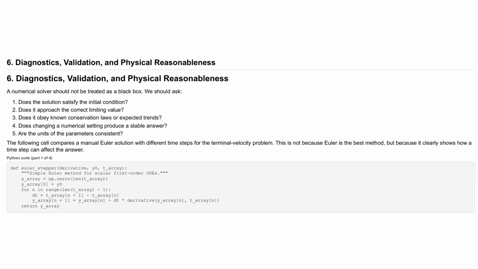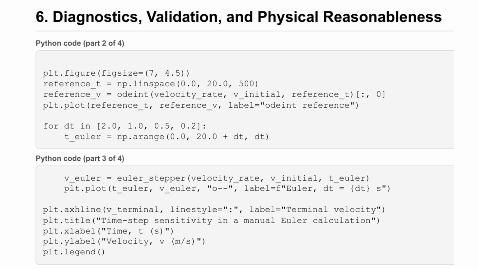As we have seen, a solver is not a black box. We must validate our results by checking initial conditions, limiting values, and conservation laws. To illustrate the impact of numerical settings, we will now implement a manual Euler solver. We define a basic Euler stepper and calculate a high-resolution reference solution using ODENT.